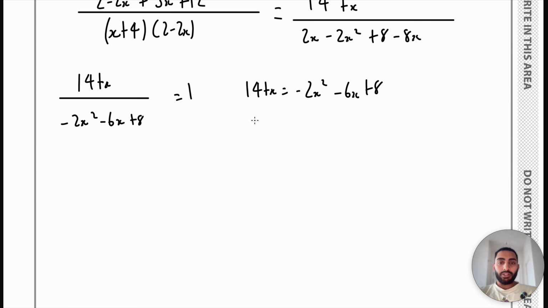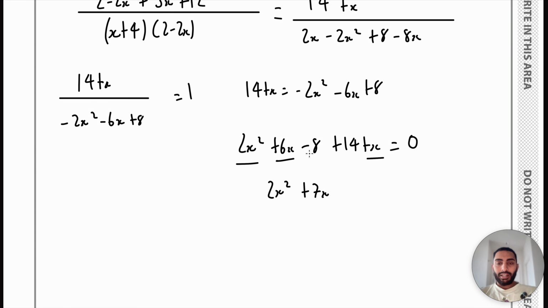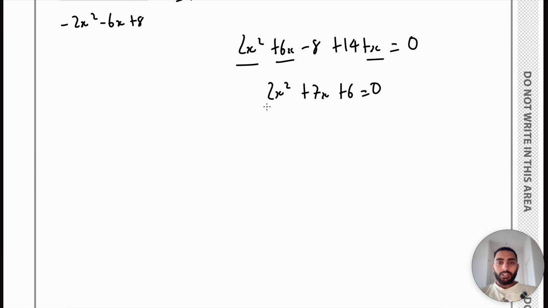So to move all of these to the other side, I'm going to add 2x squared, add 6x, and take away 8. I'm just doing the reverse of all of these. Still got this 14 plus x, and it is equal to 0 now. So just combining my like terms, 2x squared, 6x add x is 7x. That's those done. And negative 8 plus 14, which would be plus 6, is equal to 0. I just need to factorize this, so I'm going to do 2 multiplied by 6 first. That one multiplied by that, which is 12.